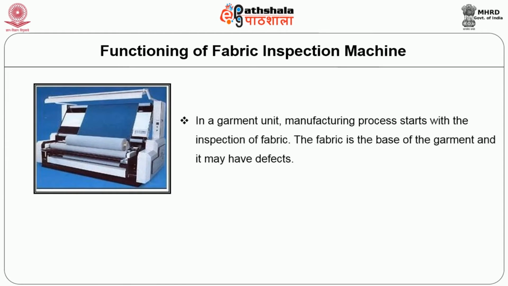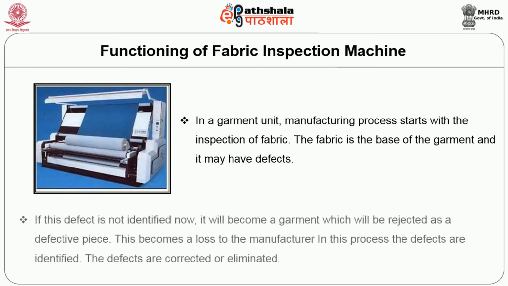In a garment unit, the manufacturing process starts with the inspection of fabric. The fabric is the base of the garment and it may have defects. If a defect is not identified now, it will become a garment which will be rejected as a defective piece at a later stage. This will also become a great loss to the manufacturer. In this process, defects are identified and corrected or eliminated based on their nature.